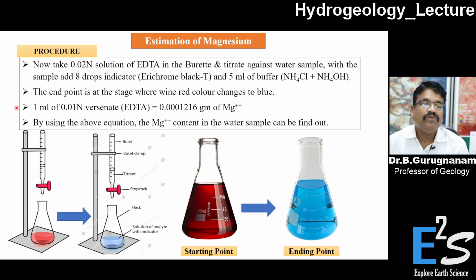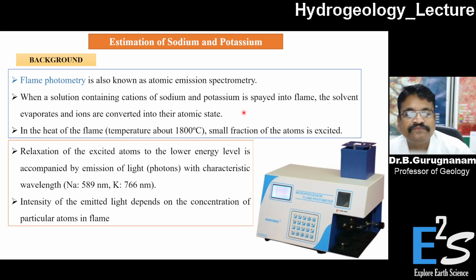This is the indicator. 1 ml of 0.1 N versenate EDTA solution is equal to 0.0001216 gram of magnesium. By using the above equation, once it turns, you calculate the magnesium amount present in the water.